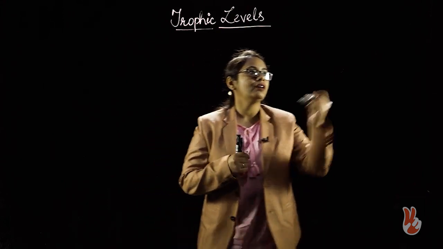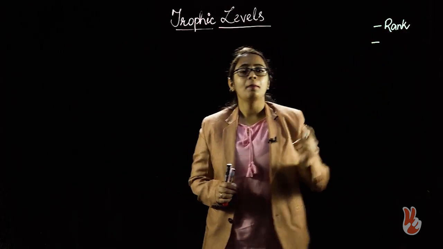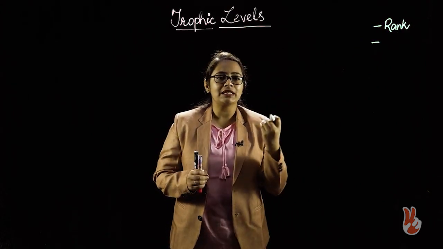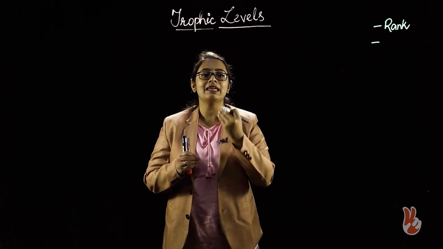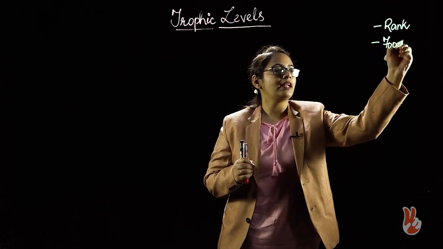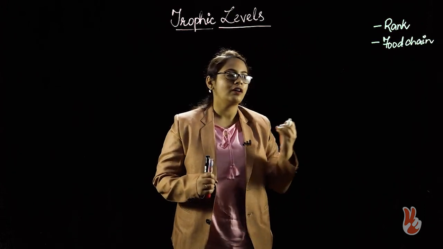So, trophic level is basically a rank or a position that an organism or a whole group of organisms will occupy in the food chain depending upon its feeding behavior. Now, by food chain I mean the succession of organisms in which one is eating and in turn is being eaten by a larger organism. So, the trophic levels will depend upon the food chain or the feeding behavior of an organism.